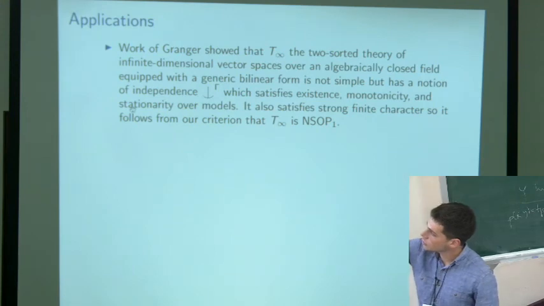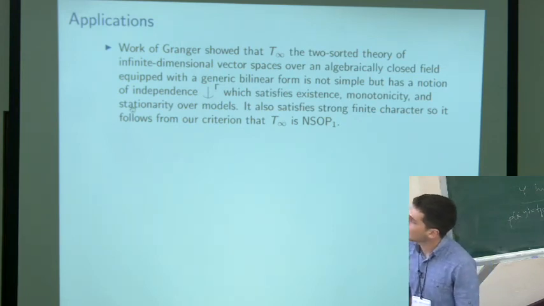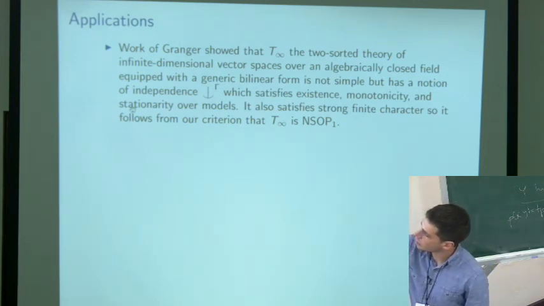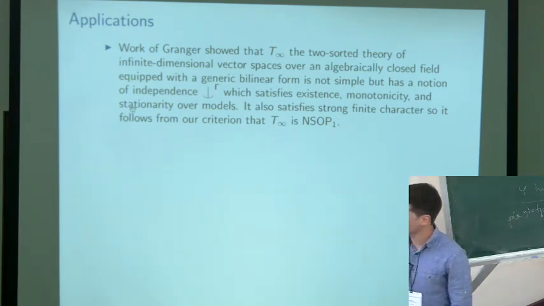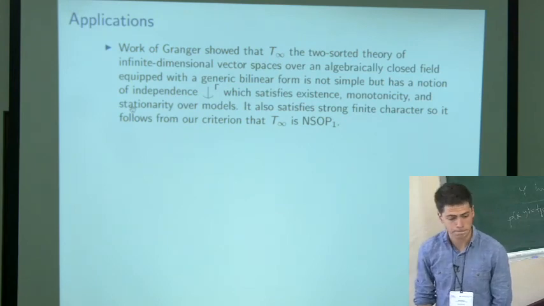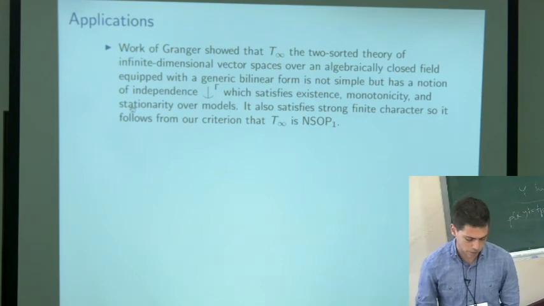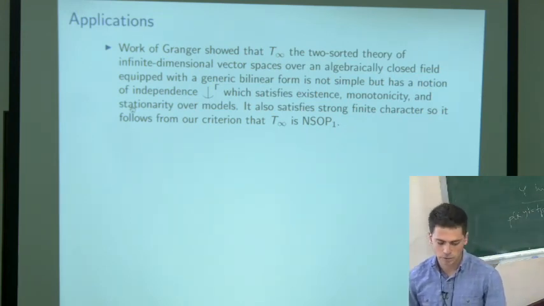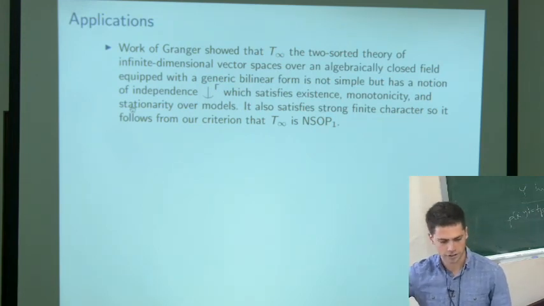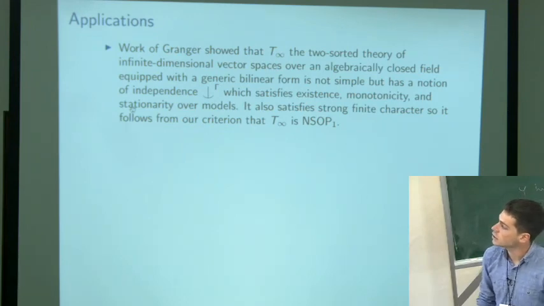But he defined this notion of gamma independence here, and showed that it satisfied existence, monotonicity, stationarity over models. And it's pretty easy to check from there that it also satisfies this strong finite character notion. And so it follows from our criterion that this is NSOP 1. Okay. So this is a new and very natural example of something which seemed intractable at the outset to show by hand that it was NSOP 1, but we can import the results of Granger's thesis to get a really direct and easy proof that this is NSOP 1.